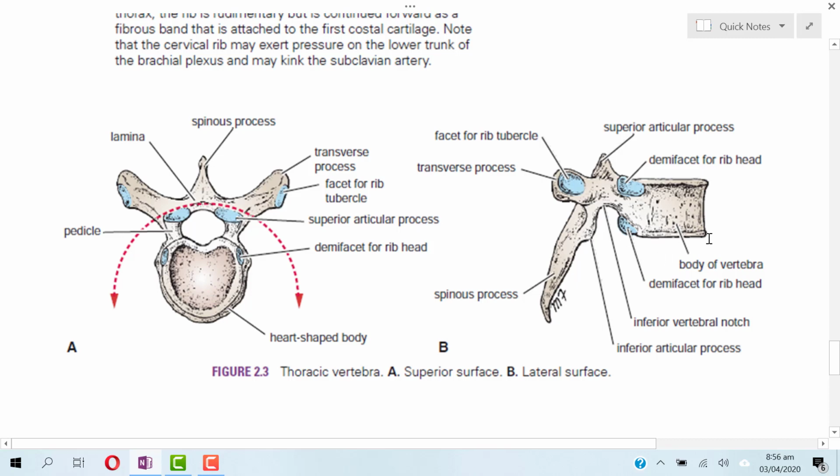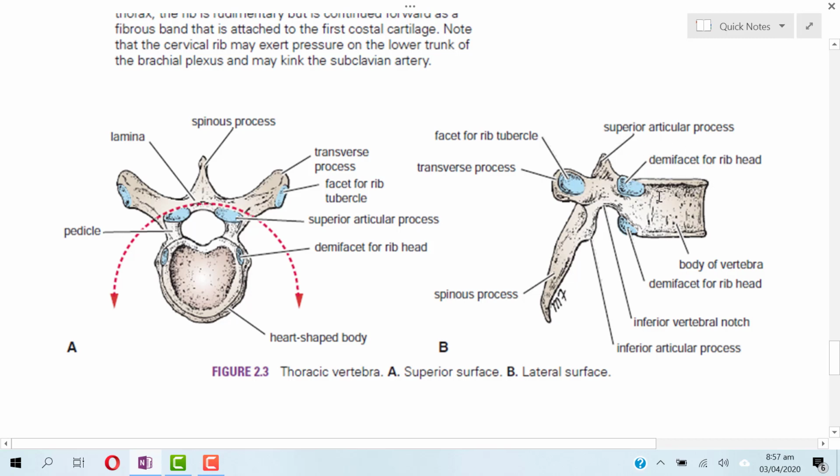Number 2, how will you identify which is the superior surface and which is the inferior surface? See here in the side view, can you see the posterior process which is called the spine or the spinous process? The spine will go down, okay? It is projecting downward. So if the spine is projecting in this direction, this means that this is the inferior surface of the body of the vertebra, and this is the superior surface.